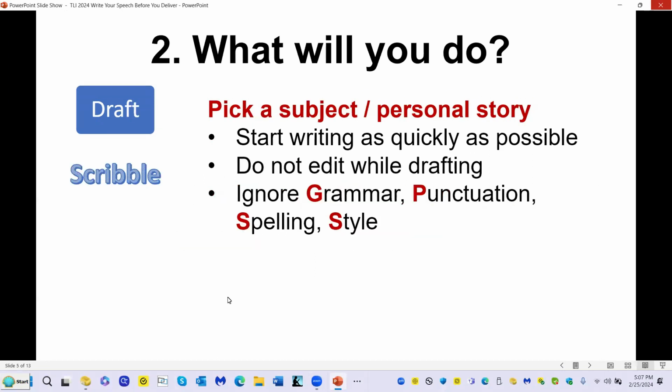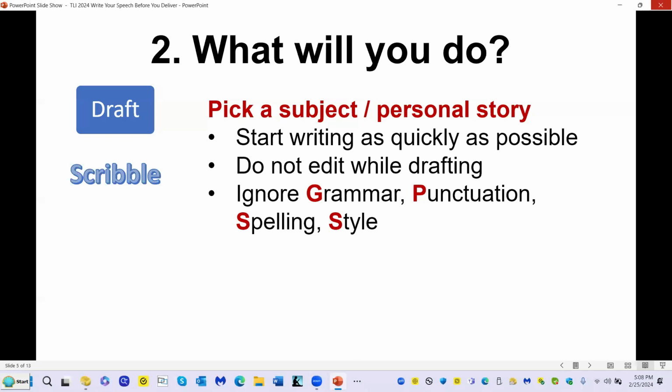The drafting is when you pick a subject, and usually a personal story that you are personally involved in. When you scribble, start writing as quickly as possible without editing. When I learned about the writing process, I was told if you use the computer, just shut off the screen and don't even look at what you are writing. Start as quickly as possible and do not edit while drafting, because the editing is going to give you the writing block.